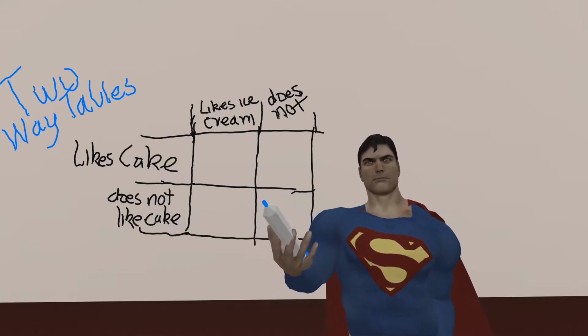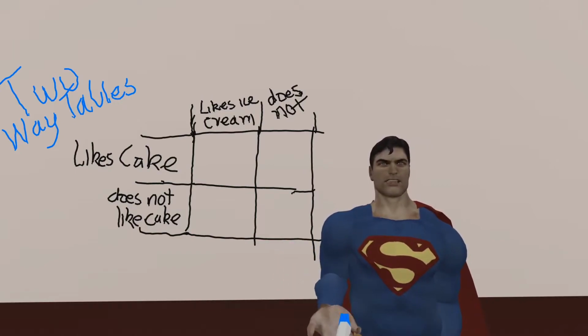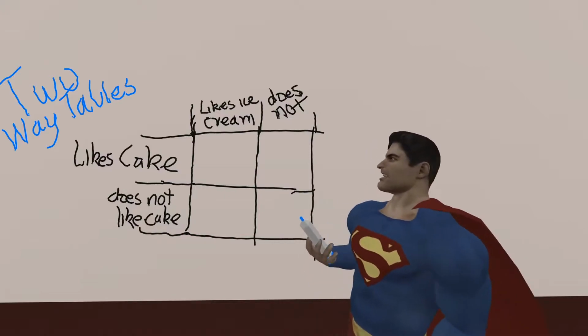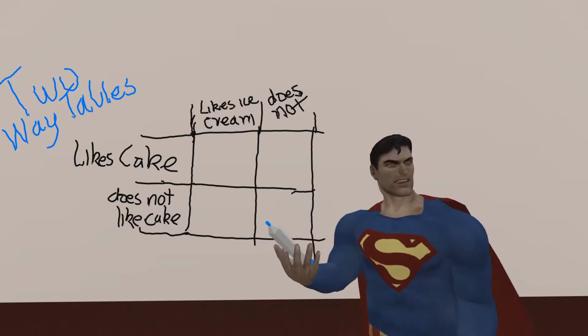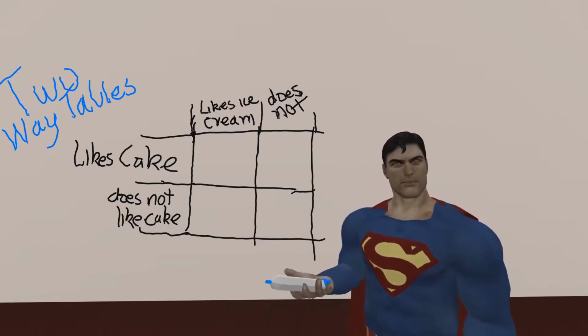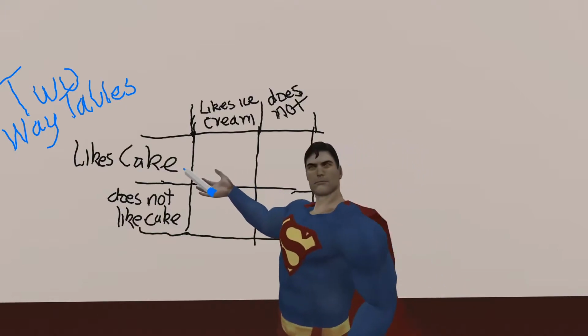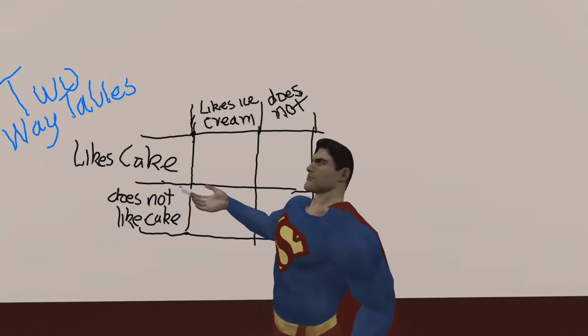Hello everyone, this lesson is on two-way tables. We call them two-way tables because we read them in two directions, in two different ways. So here we have a two-way table that's about people liking cake or liking ice cream. So here we can see we have cake and does not like cake.